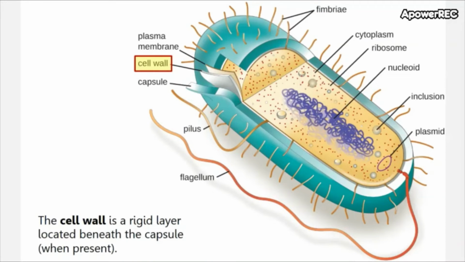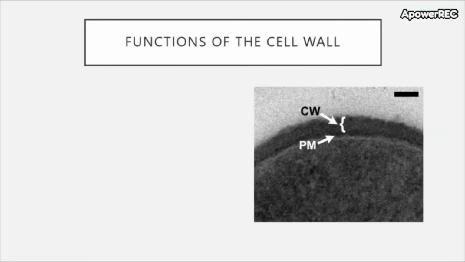Now, we've briefly discussed this structure when we went over osmosis, but let's talk about it a little bit more. Bacteria have many layers on the outer part of the cell. One of those layers is called the cell wall. The cell wall is a rigid layer and it's located beneath the capsule if it's present. So here's the capsule, we discussed that. And underneath that you might find the cell wall. So here's an electron microscope image of what the cell wall looks like. And so it's labeled as CW.